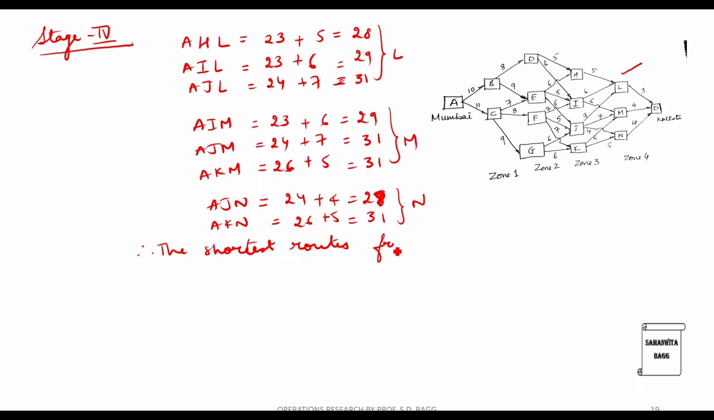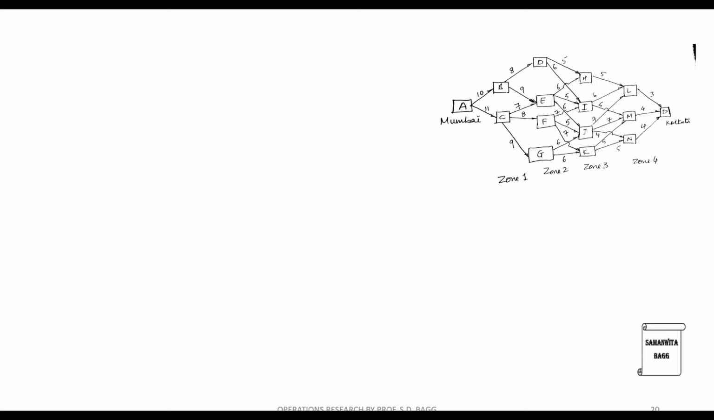So I'll write down, therefore, the shortest routes from A are A to L, minimum value is 28. A to M, minimum is 29. A to N, minimum is 28. So stage 4 also completes here. Last I'll go to stage 5.